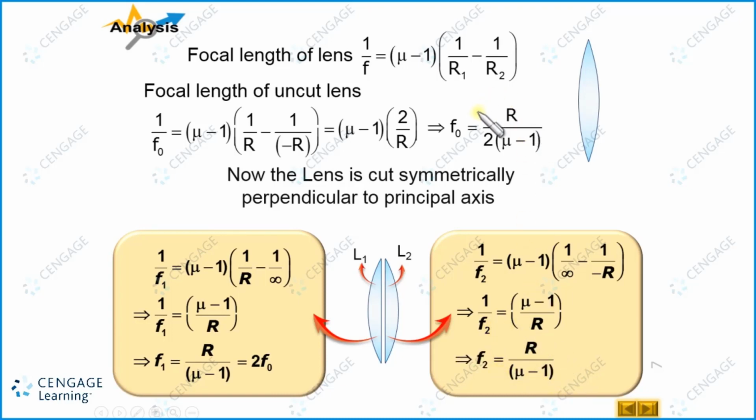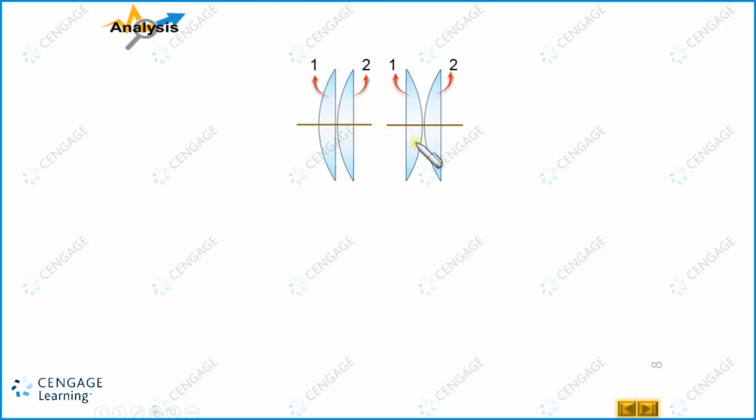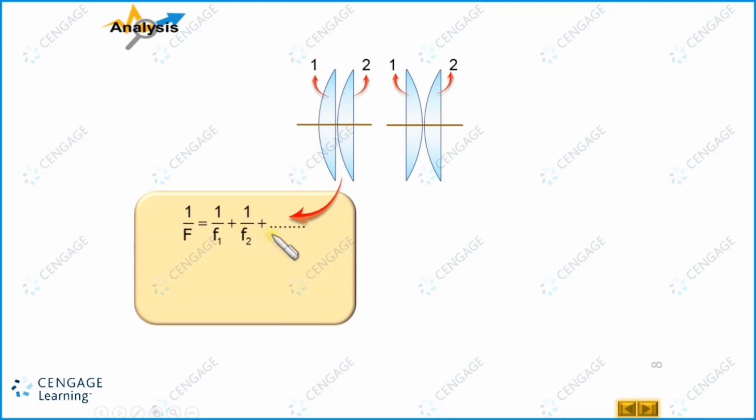Now we can compare with the original focal length. This is twice the original focal length. We can observe here that the focal length of both parts is the same, by magnitude and also sign wise. So let us place the combinations, first and second combination. Let us first calculate the equivalent focal length of this combination. We will use the same formula, 1 upon f equal to 1 upon f1 plus 1 upon f2, and so on up to fn if there are n lenses. But in this particular case, we have two lenses.